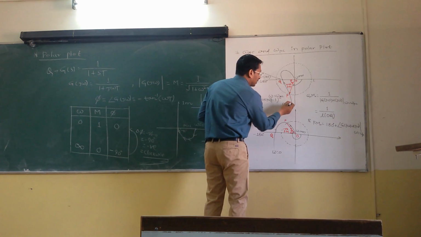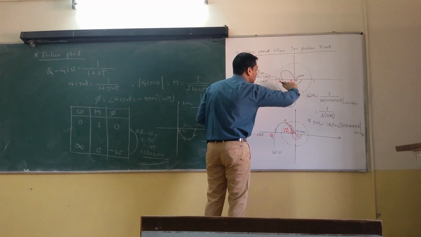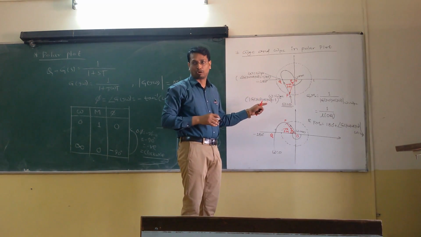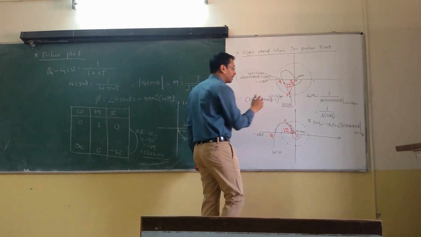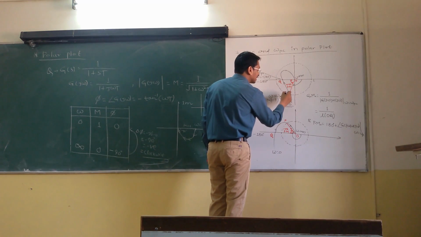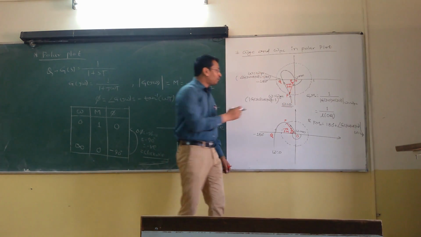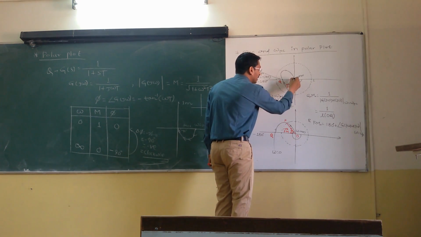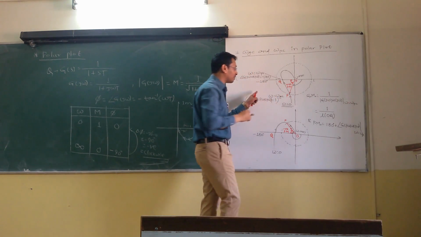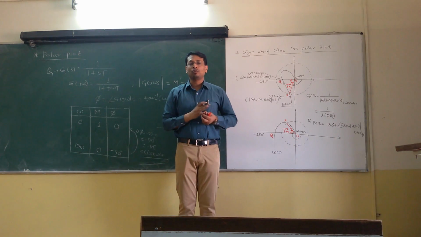Now see, this graph starts from omega equal to 0 and moves in some direction, here clockwise. We are not interested in the direction for the time being. It crosses the circle of unit radius at point P. So what is the meaning of this? At point P, the magnitude, the red line, of the given system for which I have plotted the polar plot is equal to 1.